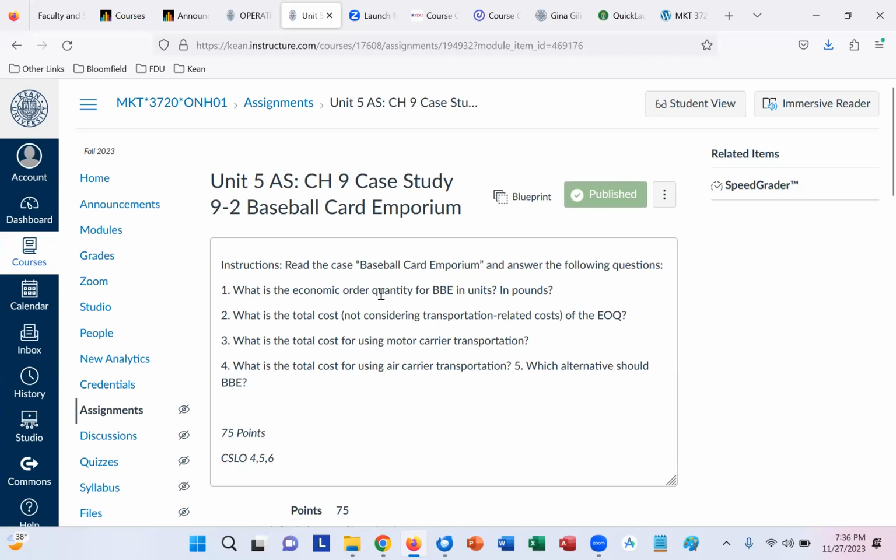What is the basic economic order quantity for BBE in units, in pounds? Economic order quantity, EOQ for short. What is the total cost, not considering transportation-related costs of the EOQ, which is economic order quantity? What is the total cost for using motor carrier transportation? And what is the total cost for using air carrier transportation? Lastly, which alternative should be used?